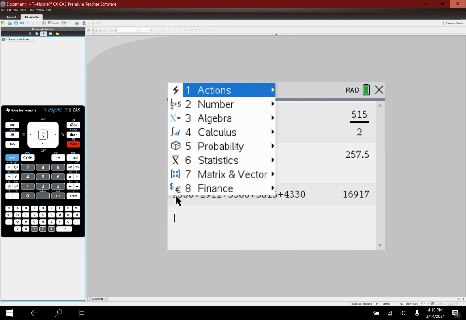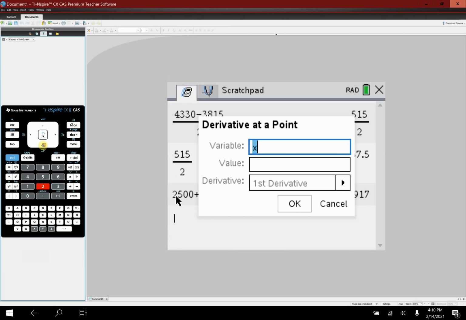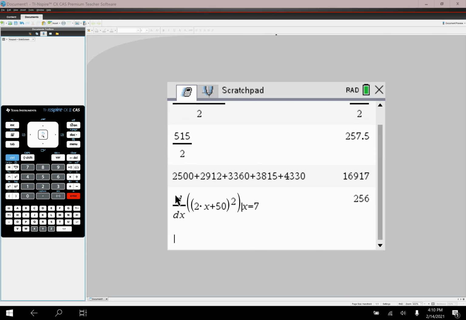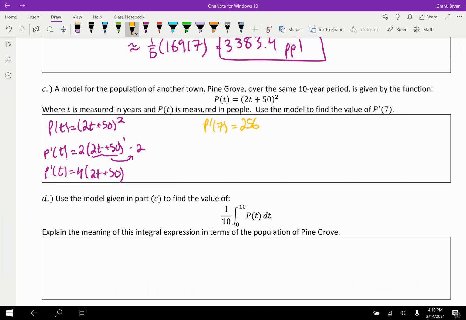So menu, calculus, derivative at a point, and we can use x, that's fine. We're evaluating this function at 7, and it was 2x in this case, plus 50, and squared. Enter. Great. 256. This is all that would be required on this entire problem. None of this. This is calculator active.